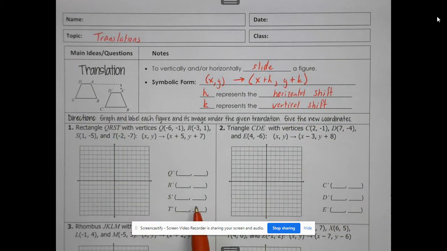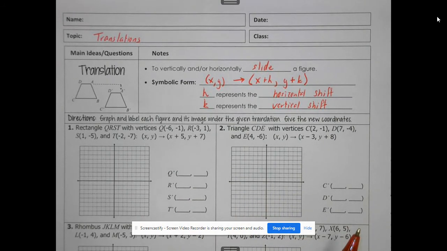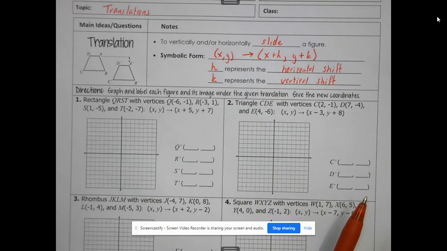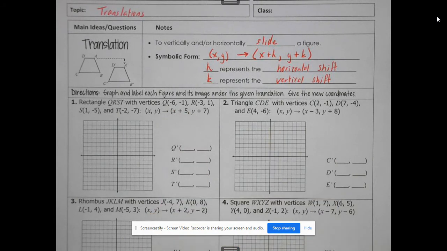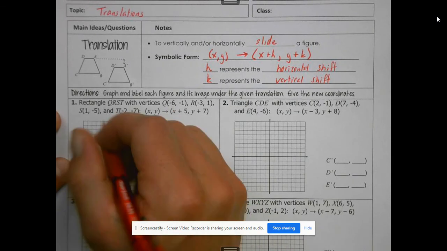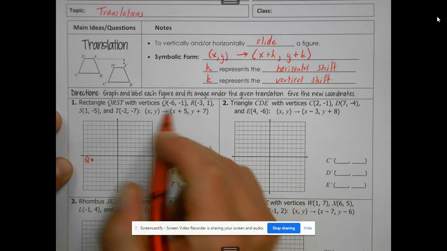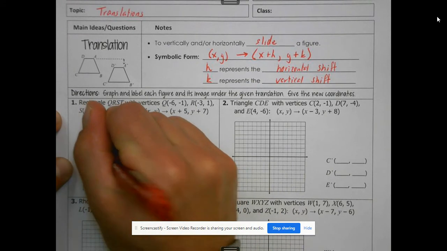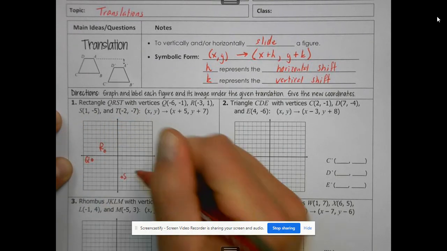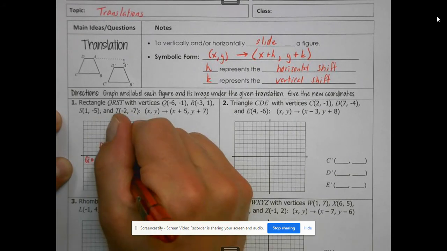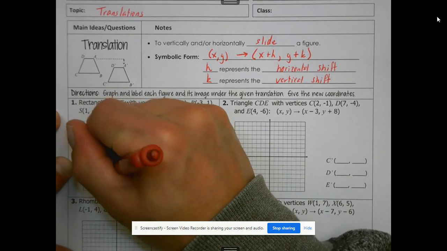All right, on this front page, I'm only going to do numbers 1 and 2, and I'll spend some more time on the back side. But I think once you see 1 or 2 examples, you're going to be just fine with this section. Just like the reflections unit, first thing you want to do is graph the original points. So go ahead and graph P, Q, R, S, T. Q is back 6, down 1. R is back 3, up 1. S is over 1, down 5. And T is back 2, down 7. Connect your points.